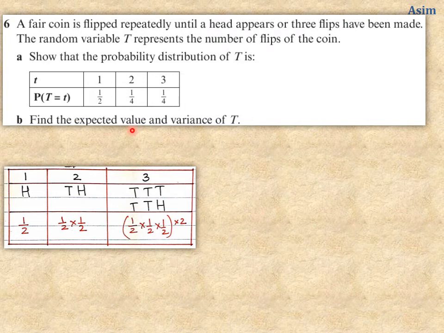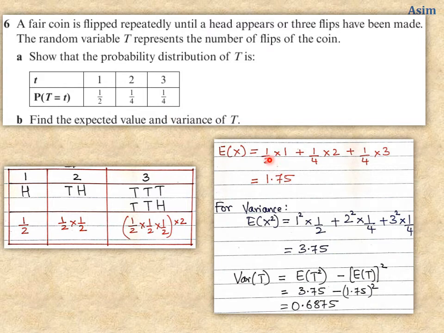And now find the expected value and variance. It's the same thing, you do this into this, and so on, to find the mean and variance, which is done here. You multiply the outcome with the probability, you get the mean. Do the same thing for variance: first find the expectation of x square. You square the outcome, multiply by the probability, keep adding, you get the expectation of x square, put it in this formula, and this is the variance.